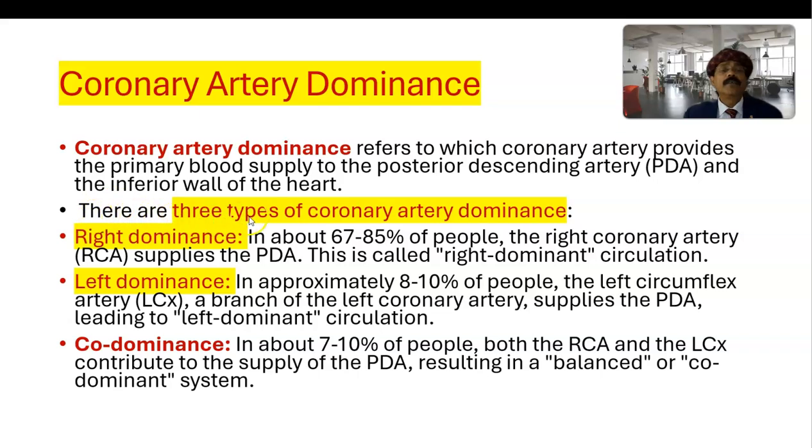There are three types of coronary artery dominance. Right dominance in about 67 to 85% of population. The right coronary artery supplies the posterior descending artery. This is called right dominant circulation. That means posterior descending artery or posterior interventricular artery is a branch of right coronary artery in 67 to 85% of population, and that condition is called right dominance.